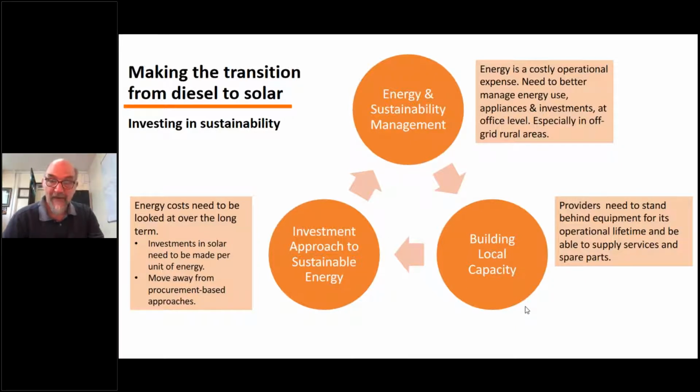Providers need to stand behind equipment for its operational lifetime and be able to supply the spare parts. What's been happening in the humanitarian sector is a lot of times procurement, that someone sells equipment, makes their sale, and they get out of there. And they don't stand behind their equipment. So they leave a solar system orphaned, and there's nobody to fix it because the company has moved on. So we need to build the local capacity to do the O&M work, and also to supply the spare parts. And if you need to replace the batteries or the inverters, have someone available that can do that.